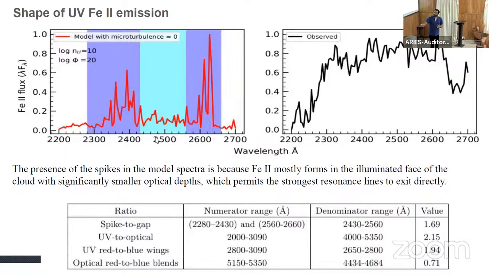Okay, so we will also see how to solve this problem. And we also consider some Fe2 ratios in our work. First is the ratio of spike to gap. The sum of these two spikes and this gap, and the wavelength range are here. And we also consider the UV to optical ratio, the broad ratio. Here are the wavelength ranges. We consider the ratio of UV red to UV blue part, and similarly optical red to optical blue part. So these are the observed values from the observed spectra.